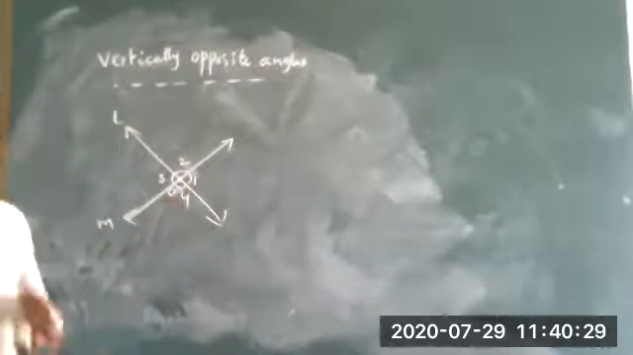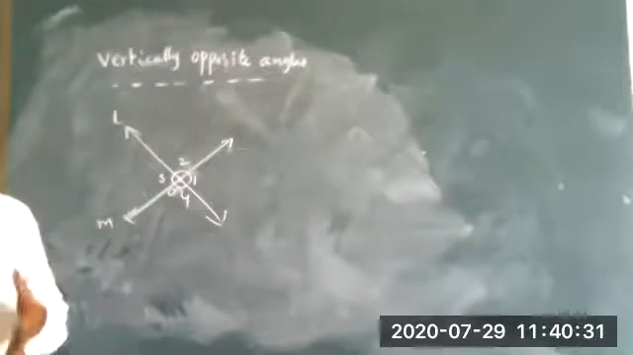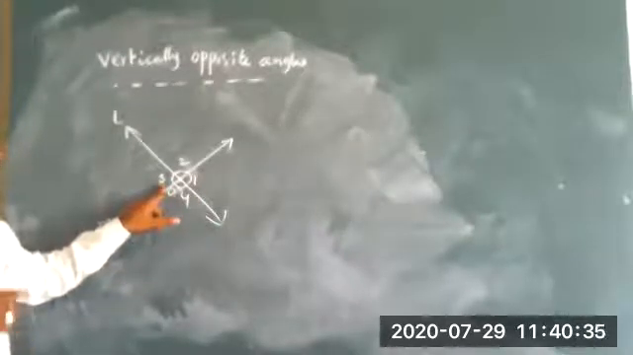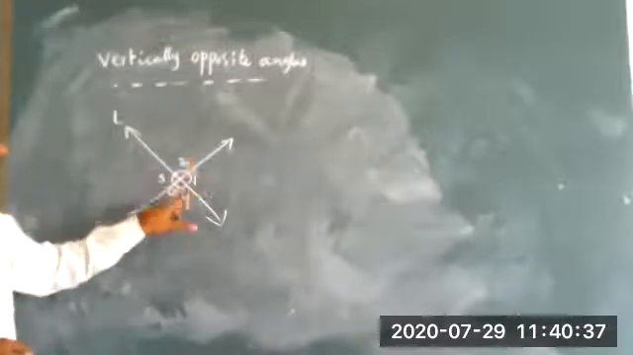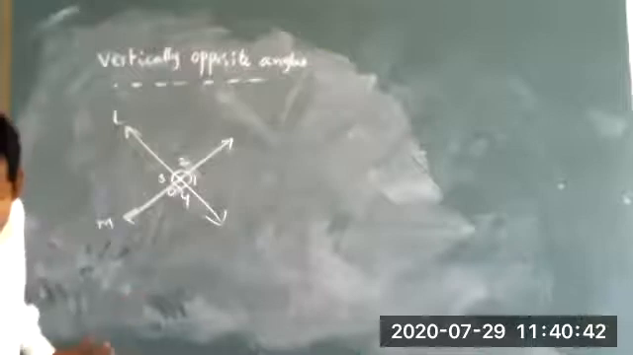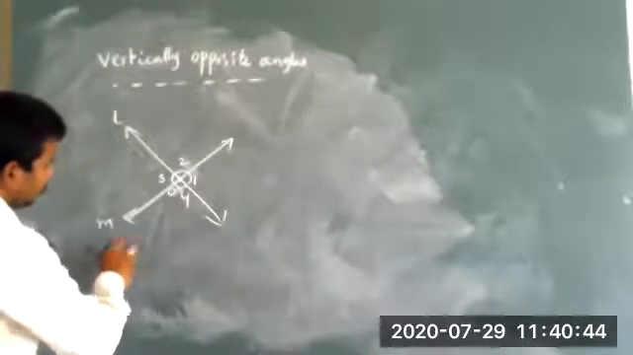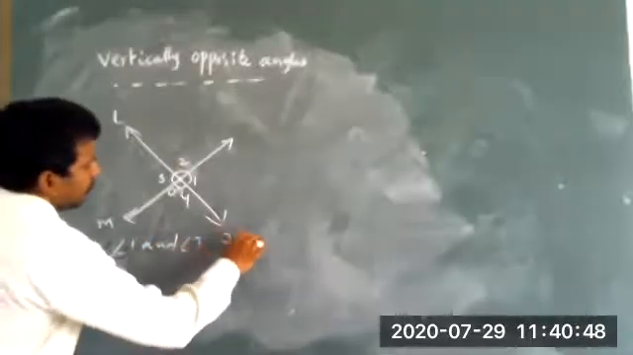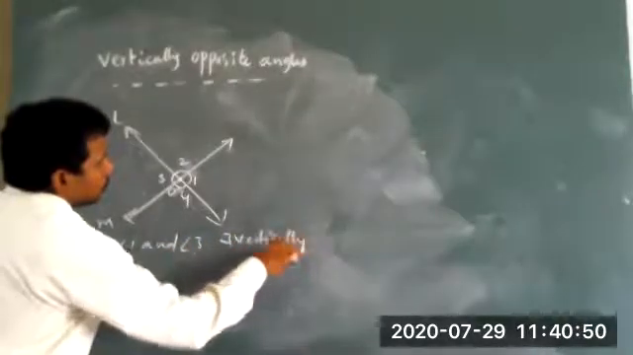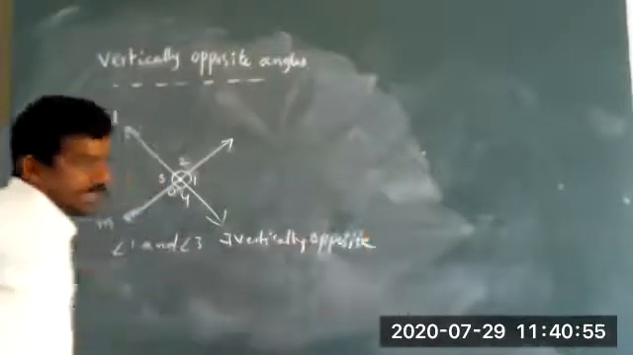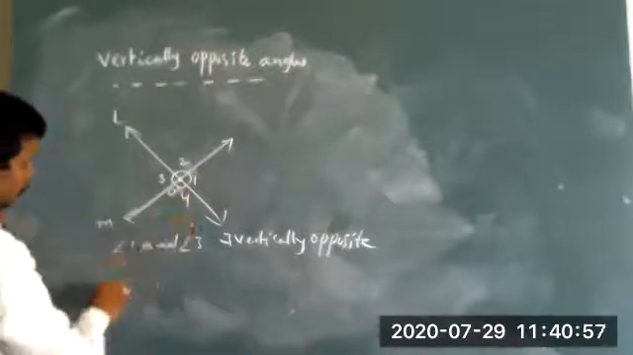Here, which pairs are vertically opposite angles? Angle 1 and angle 3 are a pair of vertically opposite angles. Angle 2 and angle 4 are vertically opposite angles.